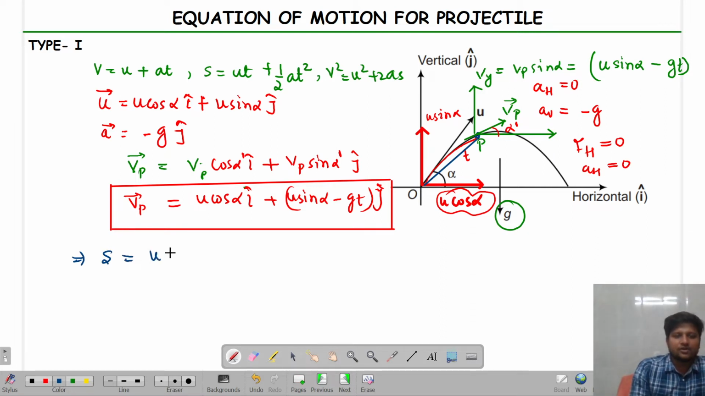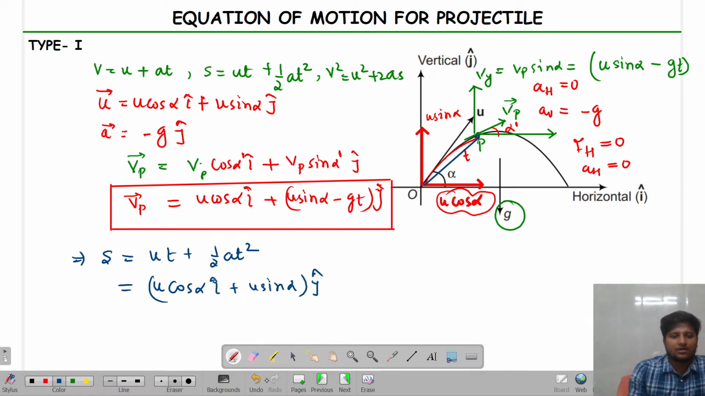So now look over here. Displacement is equal to ut plus half at square. Now, what is u over here? You know that u is u cos alpha. See how big this equation is going to be. I'll write u cos alpha i cap plus u sin alpha j cap multiplied with time t, plus half, and acceleration is what?